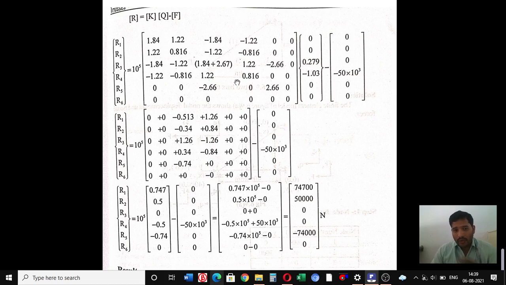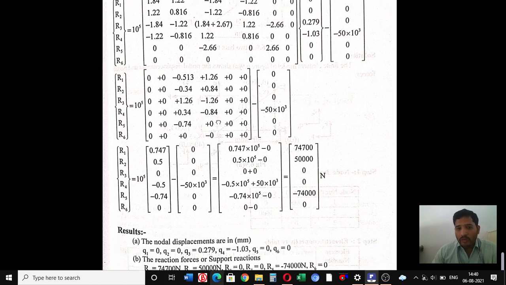Again this fourth one, minus 1.22 into minus 1.03. Minus into minus, it becomes plus. 1.22 into 1.03, it becomes 1.26. If you multiply minus into minus, it becomes plus. 0.816 into 1.03, it becomes 0.84. And 1.22 into minus 1.03, if you multiply, it becomes minus 1.26.